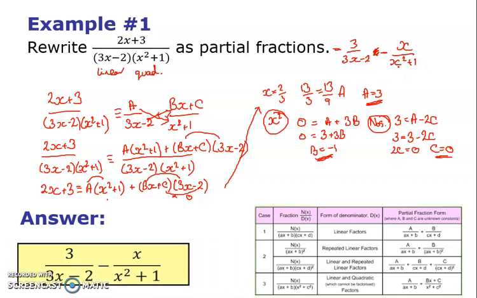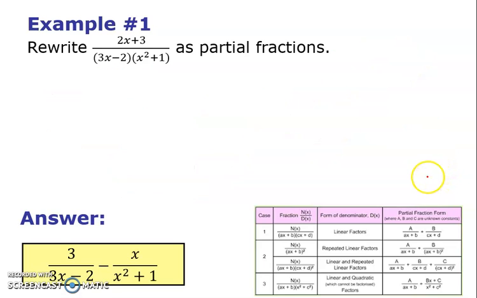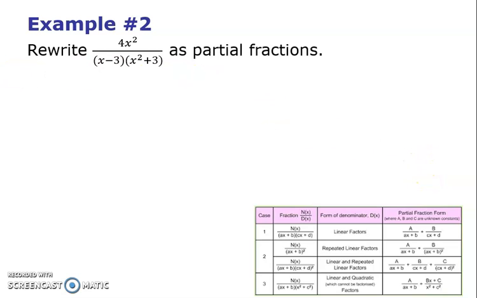Let's check. Yes, that's worked out right. So it's not often one of the numbers disappears, but it can happen. In this case, the C disappeared. Now, here's another example. Let's try and get better at these.